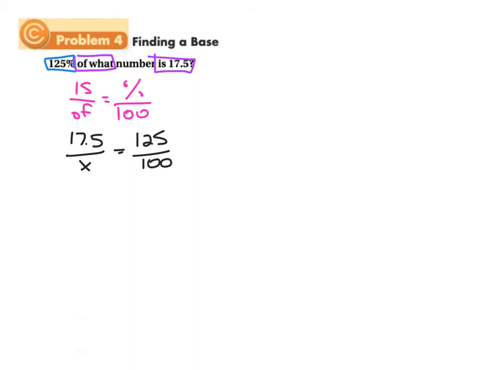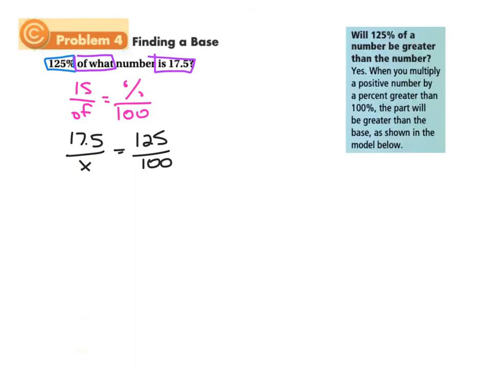And notice this little note here that they give us. Will 125% be greater than the number? Yeah, anytime you go above 100%, you're taking more than the entire number. And yeah, there's a lot of situations where you can have more than 100%. So that's not strange, okay?